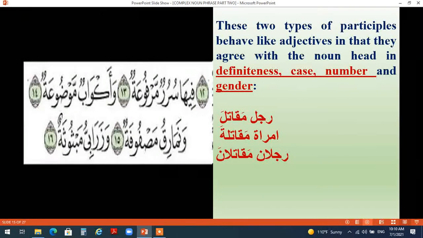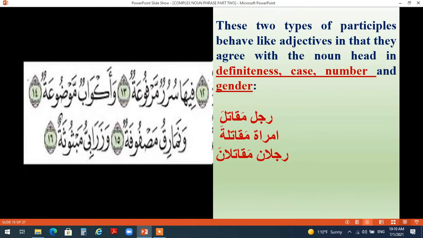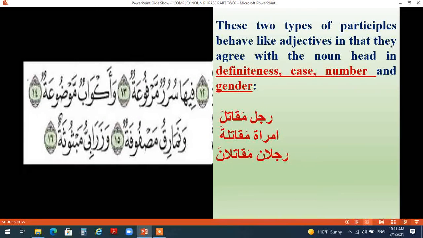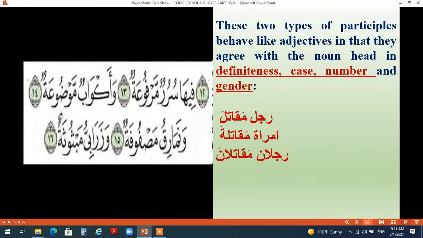These two types of participles behave like adjectives in that they agree with the noun head in definiteness, case, number and gender. نلاحظ أنه اسمي الفاعل والمفعول تعمل عمل الصفات لأنها بالحقيقة تعطي صفة معينة للاسم الذي جاء قبلها، وبذلك هي تعمل عمل الصفات وتتطابق مع الاسم الذي تصفه أيضا من ناحية التعريف والتنكير، التذكير والتأنيث، كذلك من ناحية إن كان الاسم مفرد أو مثنى أو جمع، أو حتى في الحالة الإعرابية إن كان الاسم الذي تصفه مرفوع أو منصوب أو مجرور. فمثلا نقول رجل مقاتل، امرأة مقاتلة، رجلان مقاتلان. نلاحظ كيف تتطابق هذه الأسماء اللي هي اسم المفعول أو اسم الفاعل مع الاسم الذي جاءت كي تصفه.